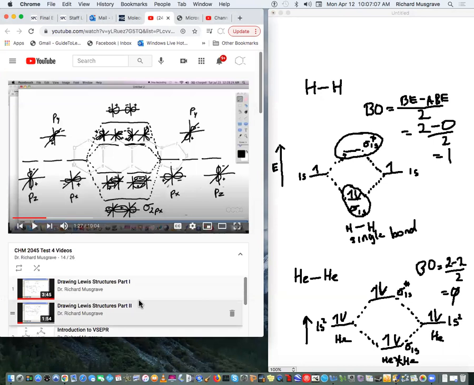All right. It becomes a little bit more complicated once we start looking at the p orbitals, doesn't it? I know it does look really complicated, doesn't it? That looks awful. My gosh. All right. Let's break this down a bit.